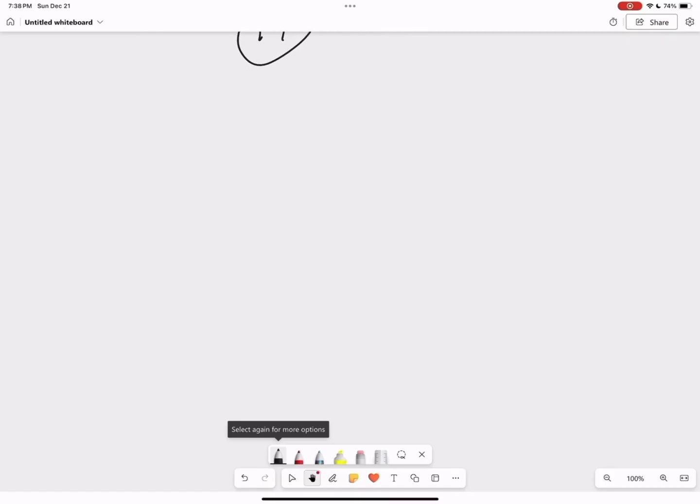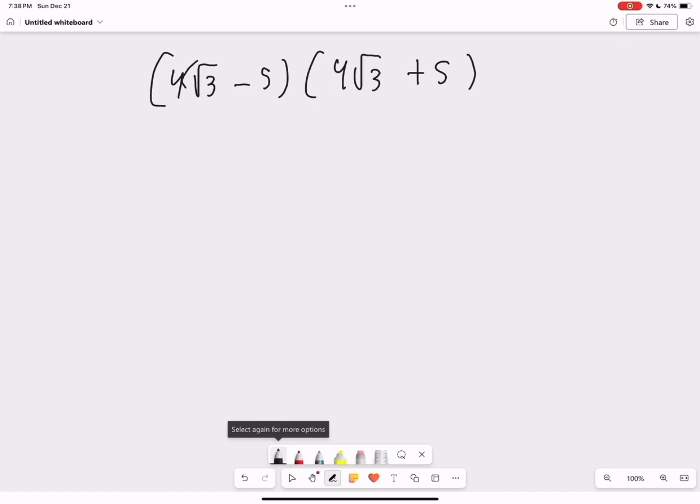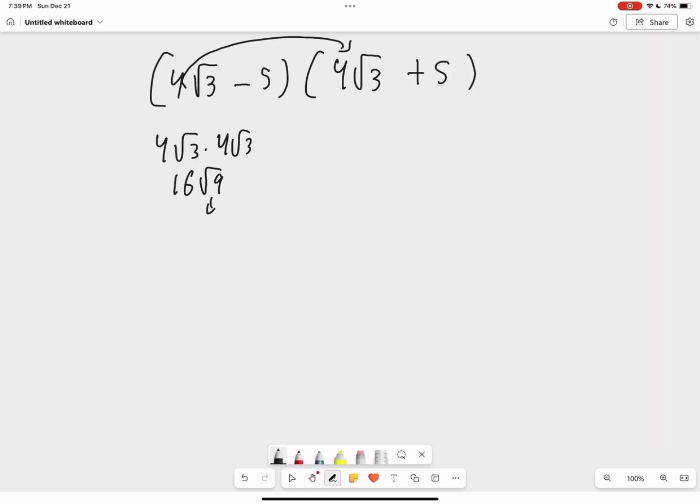Let's try another one. So if we have 4 times the square root of 3 minus 5, times 4 times the square root of 3 plus 5. Let's do the first term. It's 4 times the square root of 3 times 4 times the square root of 3, so it's 16 times the square root of 9, which is 3. So 16 times 3 is 48. Our first term is 48.